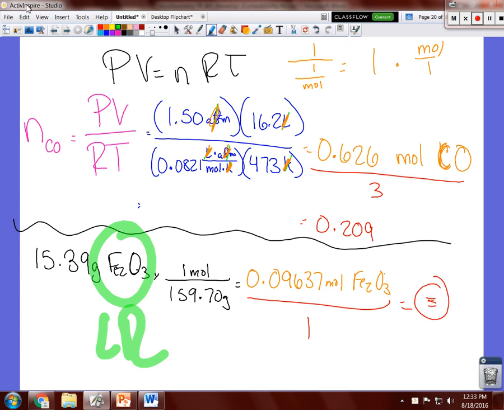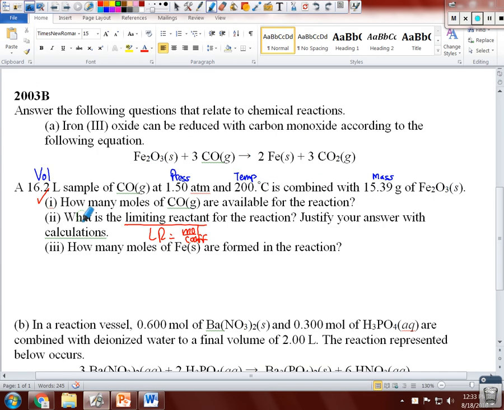Okay, so let's go back to the question. Question 3. How many moles of Fe are formed in this reaction? Now, so I got to go from my reactants to my products. So I've at least got to use what? I've got to stoich it, right? I've got to go from my reactants to my products. Which reactant am I going to use? The Fe2O3. Why? It's the limiting reactant.